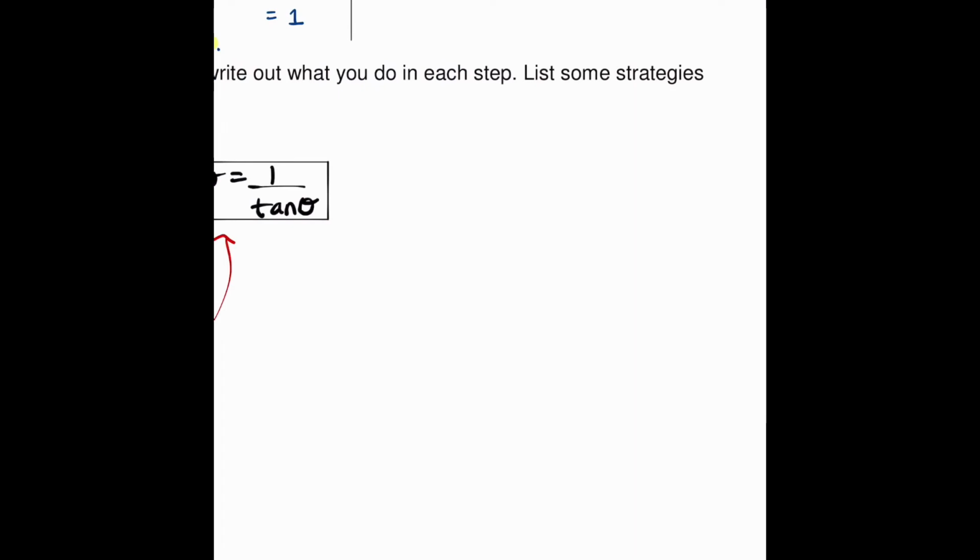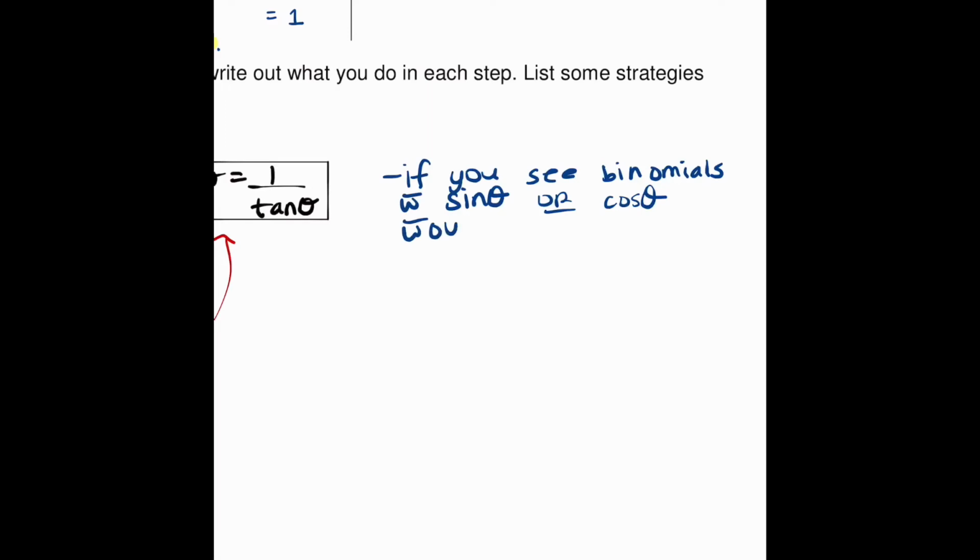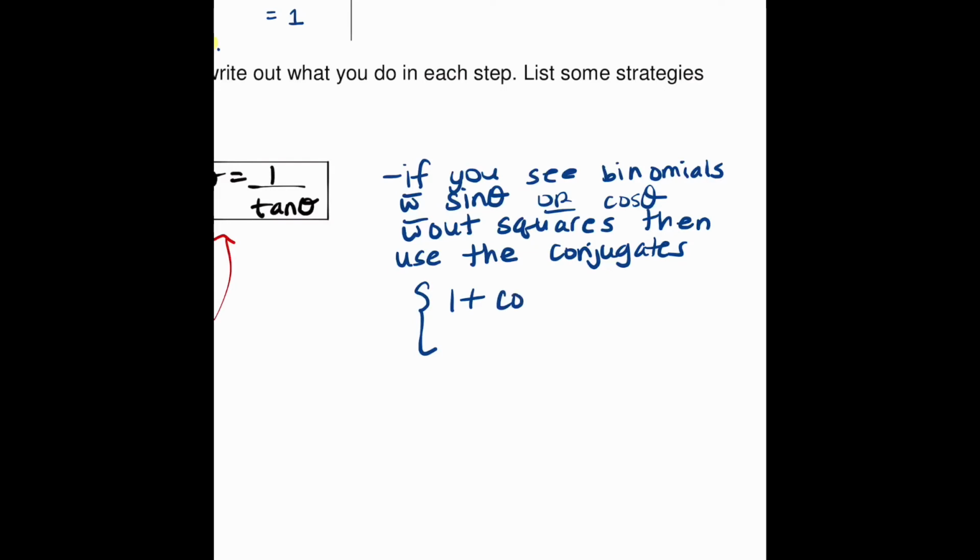So lastly, if you see binomials with sine theta or cos theta, but notice there's no squares, so without squares, then use the conjugates. Meaning you're going to try to use 1 minus cos theta or 1 plus cos theta. And so we have dealt with the first two examples, and the other 4 will probably make more sense as I go through more of these questions.